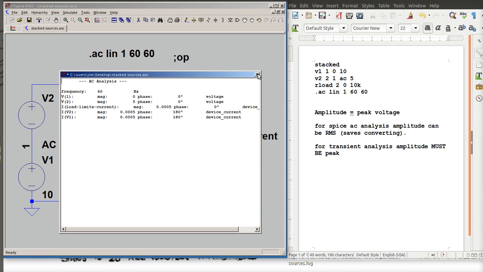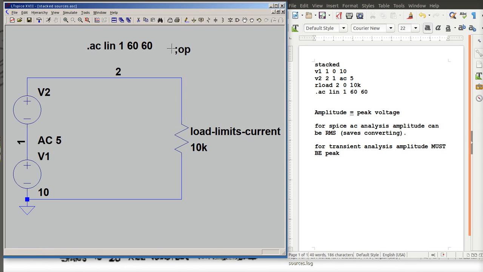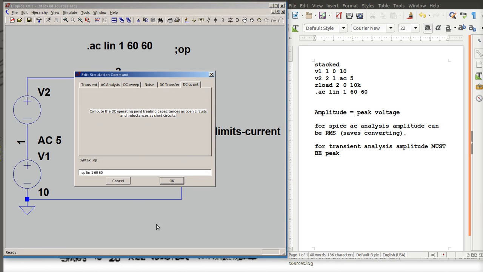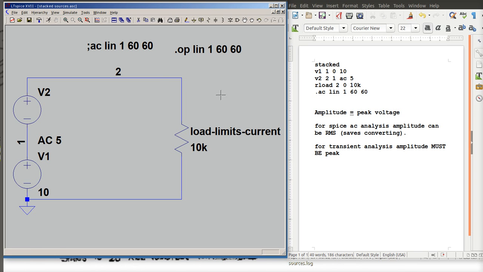So if I wanted to know the current through my 10K resistor, it is this current that I got, 0.0005, or half a milliamp through the 10K resistor of AC, with a voltage drop of 5 volts AC across it, added to what I've got in terms of DC current. And if I want to, I can go back to the .op and simulate it.